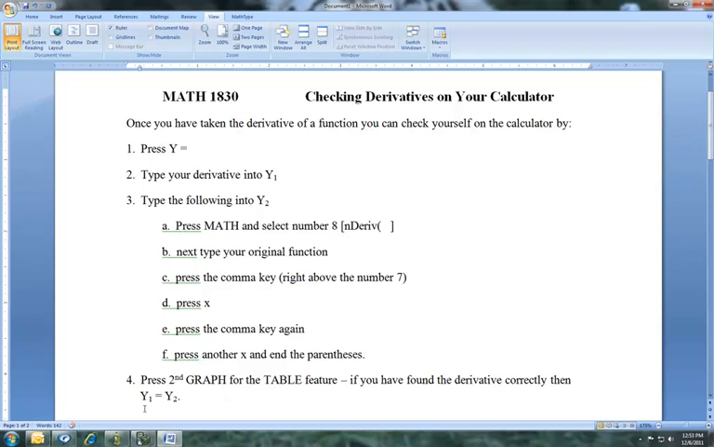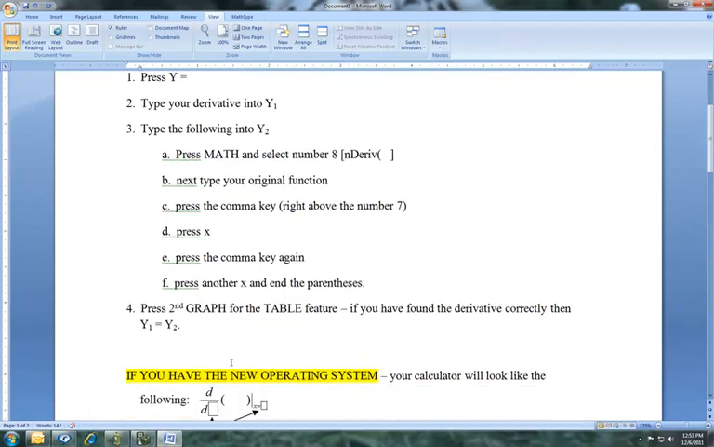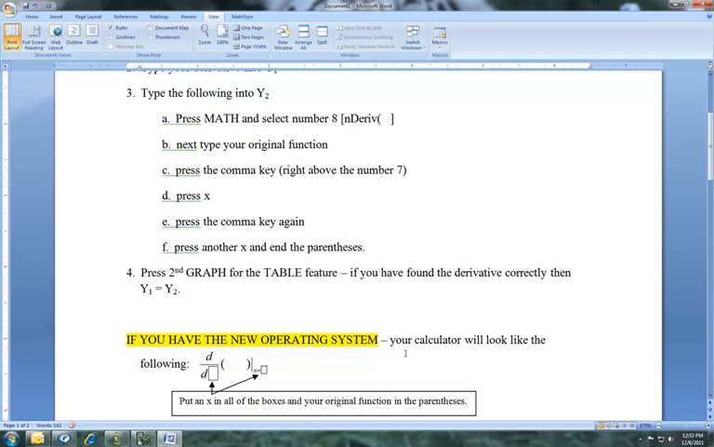Now I've got the old version calculator on here. Some of y'all might have the new operating system. If you do, and you do these steps up here, when you press Math 8 for nDeriv, yours will look like this. You'll put an X right here to tell it the independent variable. You put your original function inside the parentheses, and over here you put another X. So you're doing the same thing as the old operating system, it just has a different format.